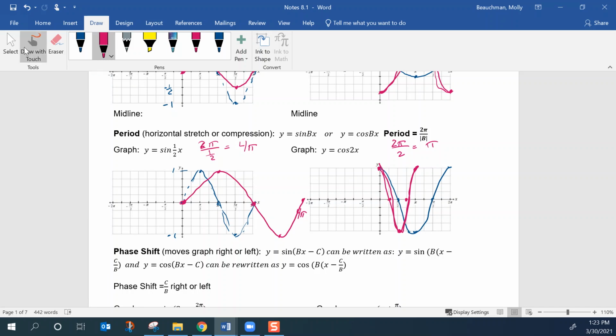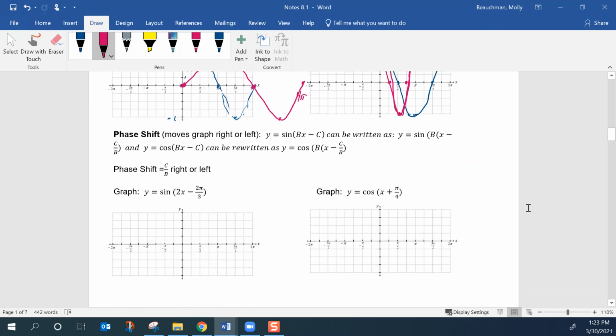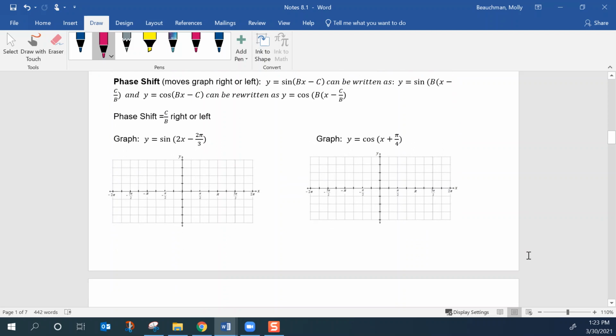So that's the period. So now we've taken a look at amplitude and period. We've changed the shape, either a vertical or horizontal stretch. And now we're going to take a look at a phase shift. A phase shift moves the graph to the right or to the left. And it depends on what's inside the parentheses.